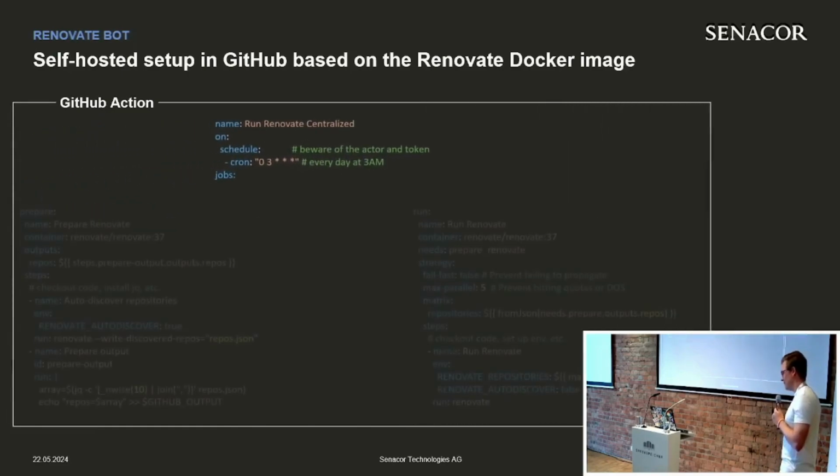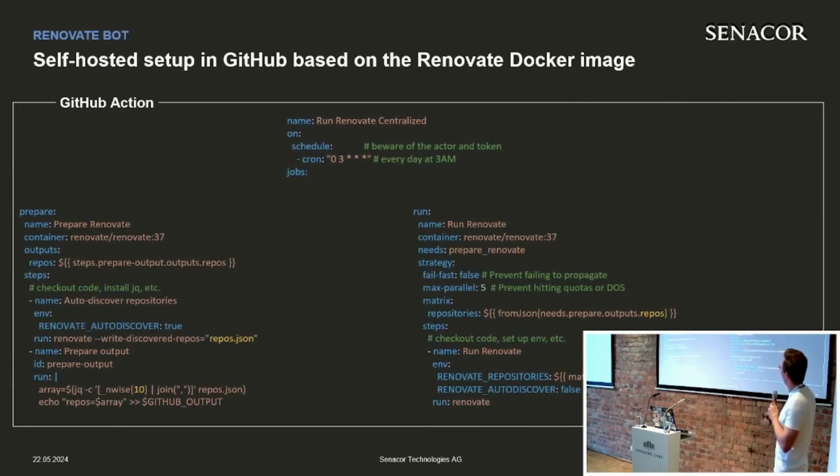Okay, so maybe let's make it a little bit more complicated, but prepare ourselves better. We keep the schedule, we keep the run, but we prepare in a way that we let Renovate auto-discover all the repositories, write it into a JSON file, and then try to bring it into chunks of maybe 10, and feed this into the next step. So in this time, we have Renovate run on this JSON in chunks of 10.